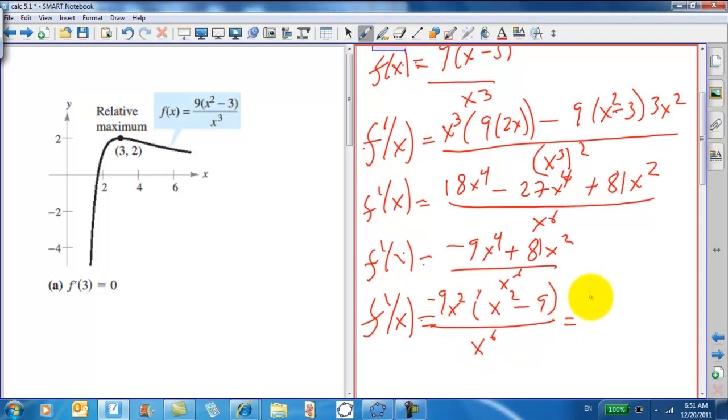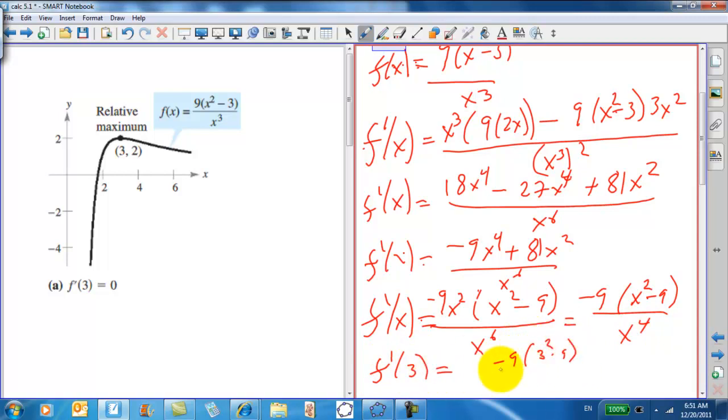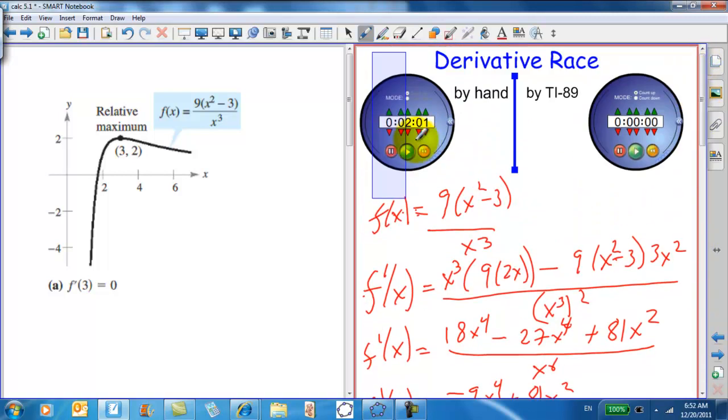So we have negative 9 times x squared minus 9 over x to the fourth. And so now when we evaluate it at 3, we get negative 9 times 3 squared minus 9 over 3 to the fourth. And we get 0, because the top is 0. Doesn't matter what the bottom is there. It's not 0. Okay, so stop the stopwatch. We have 0. Stop.